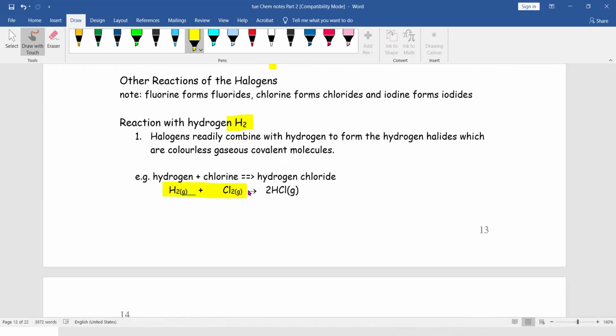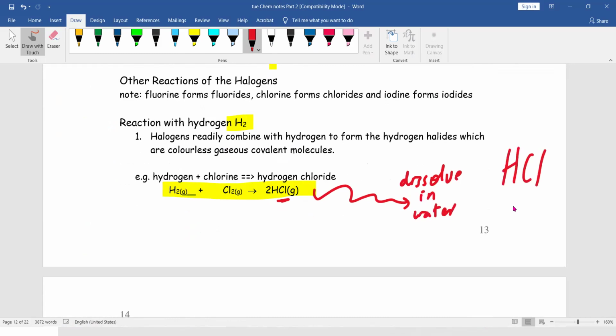Hydrogen can react with halogen to form hydrogen chloride. This one looks very familiar, right? Now it's a gas. You take this gas and dissolve it in water, it becomes hydrochloric acid. So when hydrogen and halogen react, they form a very acidic gas. The gas is acidic because it dissolves in water to become an acid.